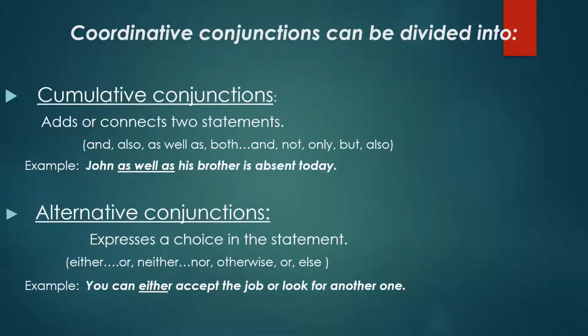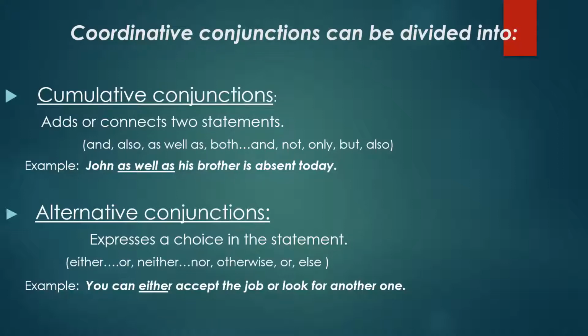Coordinating conjunctions can be divided into four: cumulative conjunctions, alternative conjunctions, adversative conjunctions, and illative conjunctions. I'll be talking about cumulative and alternative conjunctions. Cumulative conjunctions add or connect two statements. And, as well as, not only but also are the most commonly used cumulative conjunctions. In this example, John as well as his brother is absent today, as well as is the cumulative conjunction.